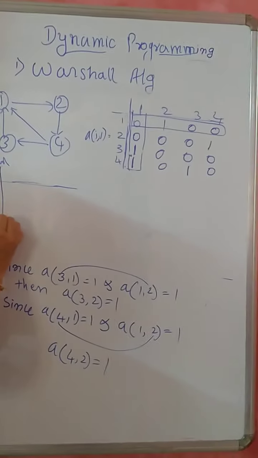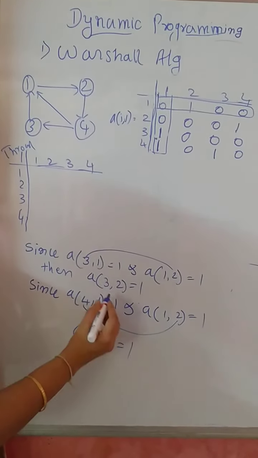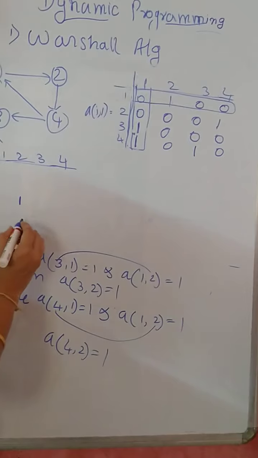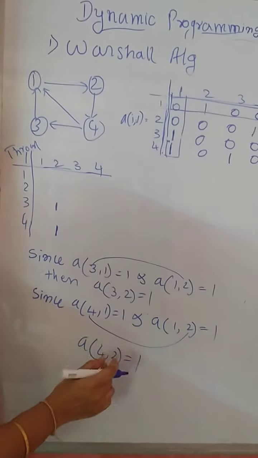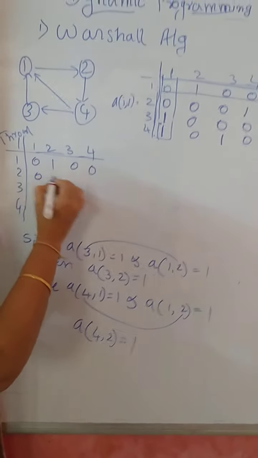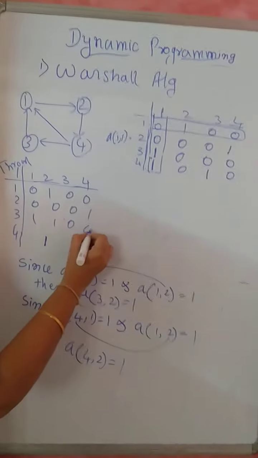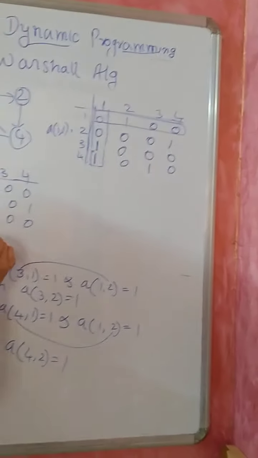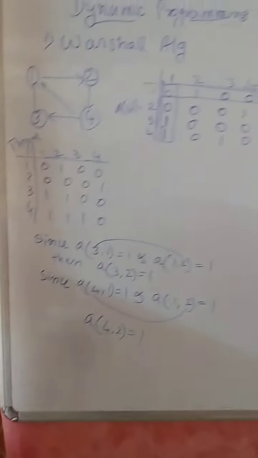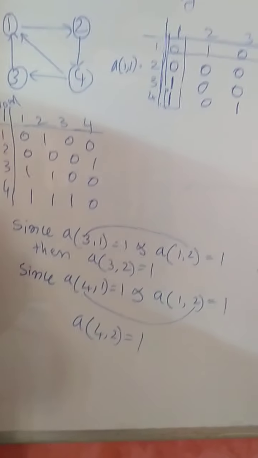So write down the new resultant relation. Resultant matrix: 3 to 2 is 1, 4 to 2 is 1. Rest all will be the same. 0 1 0 0, 0 0 0 1, 1 1 0 0, 1 1 0. This is the resultant matrix we got after through 1.